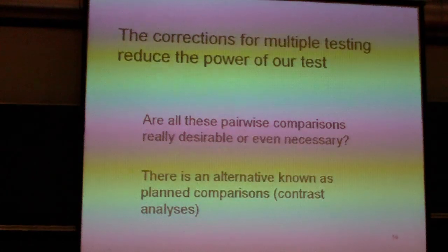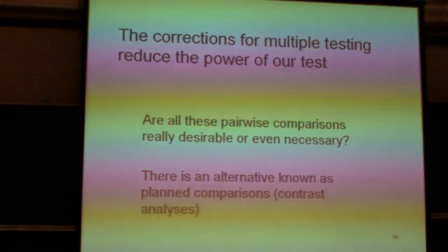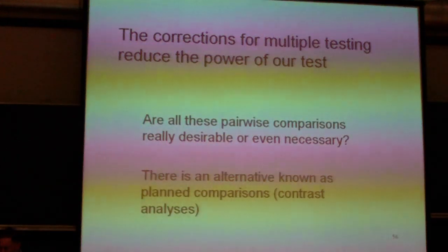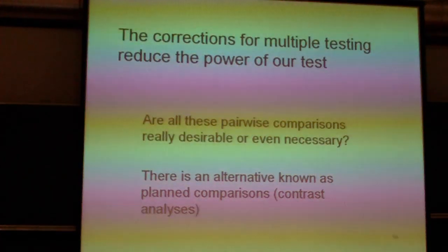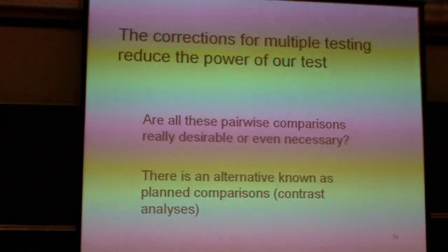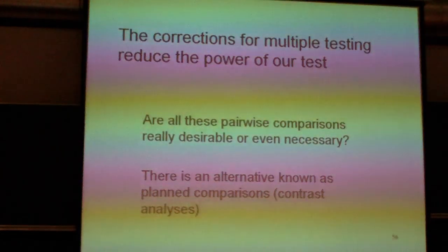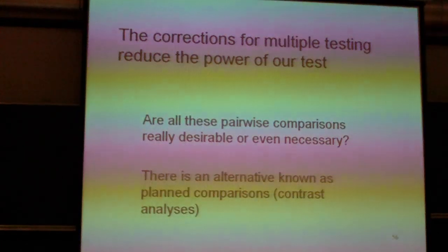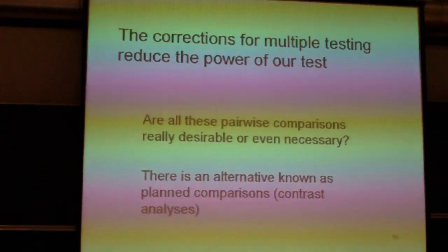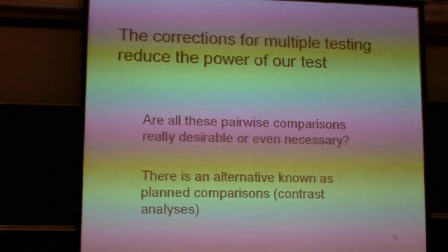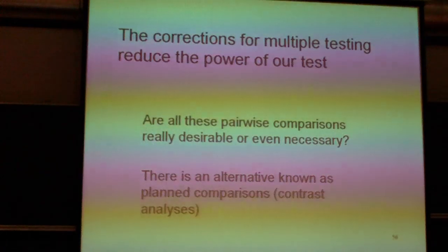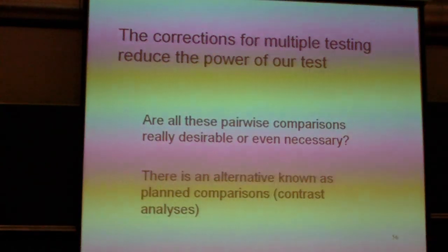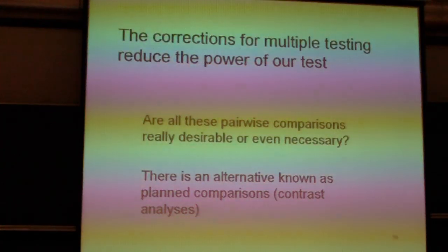The corrections for multiple testing obviously reduce the power of our test. We're making the alpha level somewhat smaller, and that means that the power of our test becomes smaller as well. What we could ask ourselves is, are these pairwise comparisons that we do as a follow-up procedure really desirable, or are they even necessary? There is an alternative which is known as planned comparisons, or alternatively as contrast analyses.